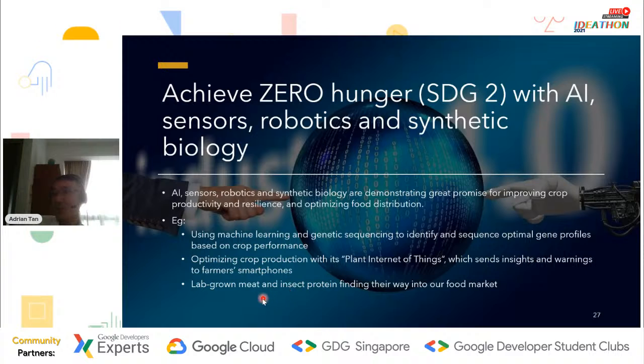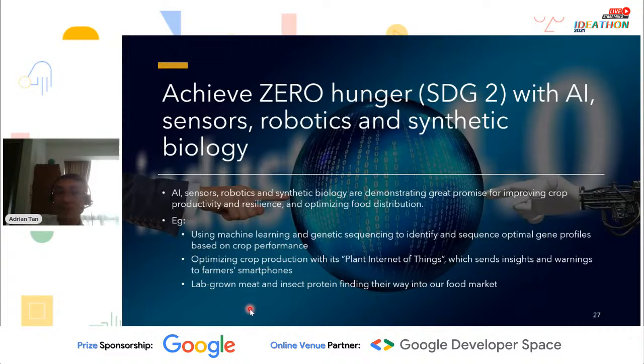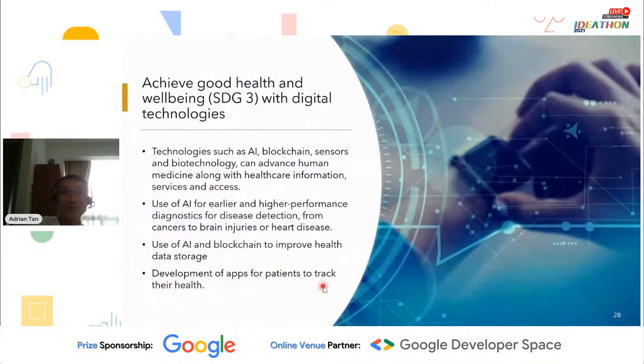And I think you know about Impossible Food. If you know the supermarkets in Singapore, the Impossible Food, we have lab-grown meat, that's actually lab-grown meat. And we're starting to see even insect protein on our dinner table. So this is the biology side of things, and this is actually technology. All right, but that's more on the food tech.